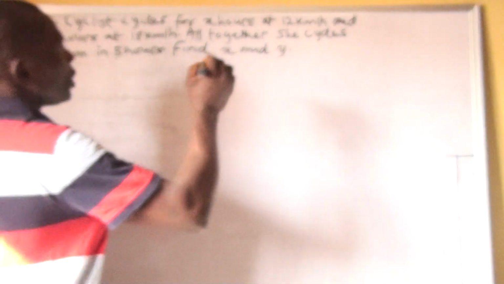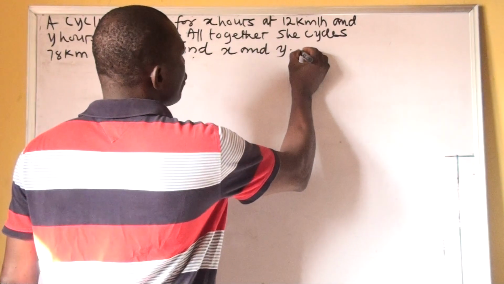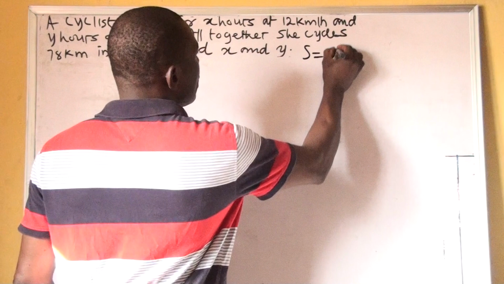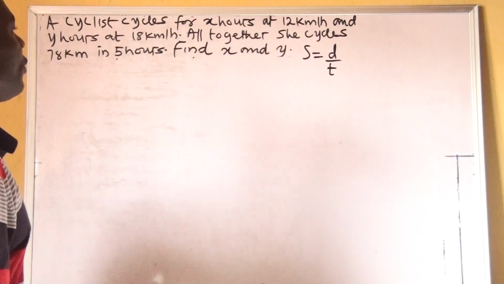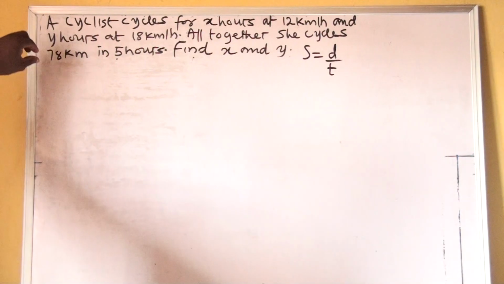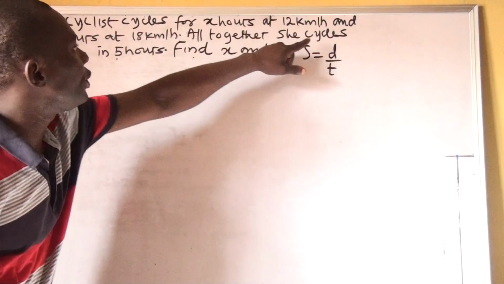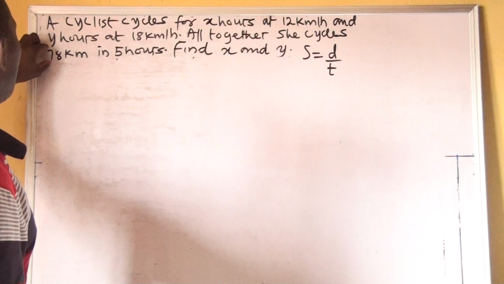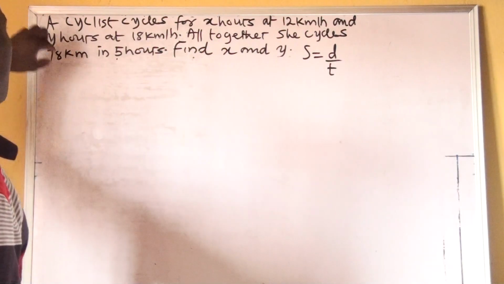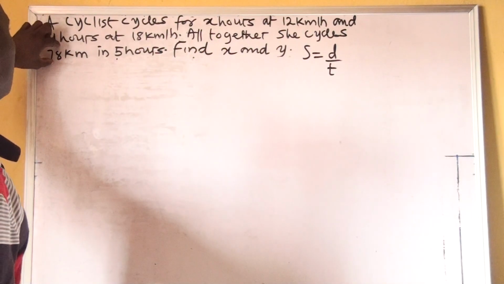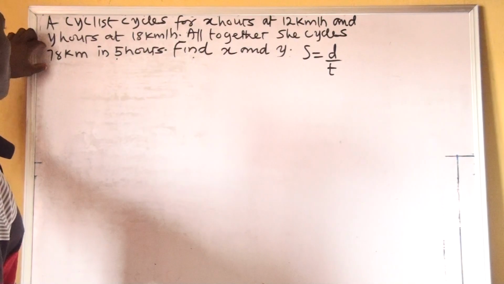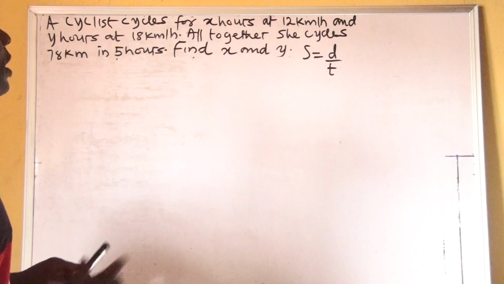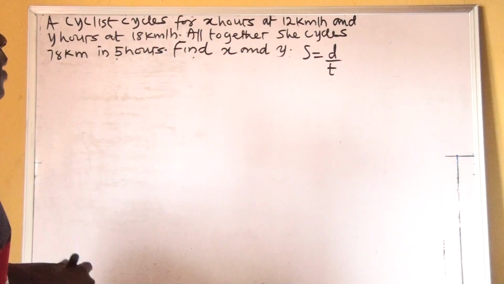This is speed, and the formula for speed is distance all over time. That's the formula for speed. But here we see the equations. I say altogether she cycles 78 km in 5 hours. So our question will be expressed in terms of distance and time. Distance and what? And time. So that will be the formation of our equations.